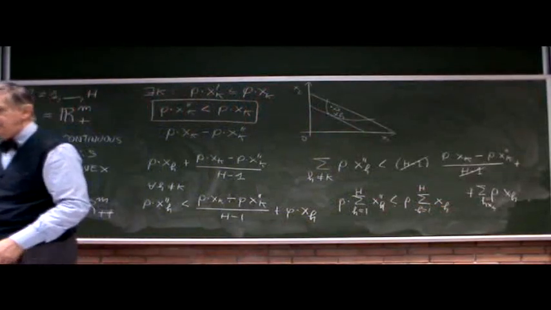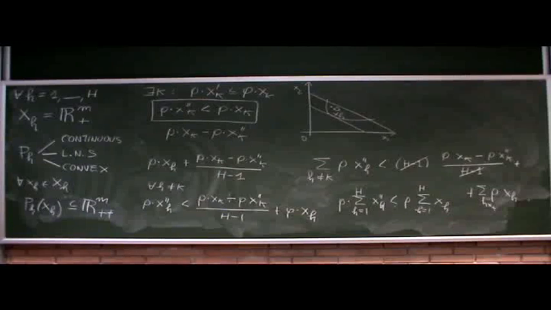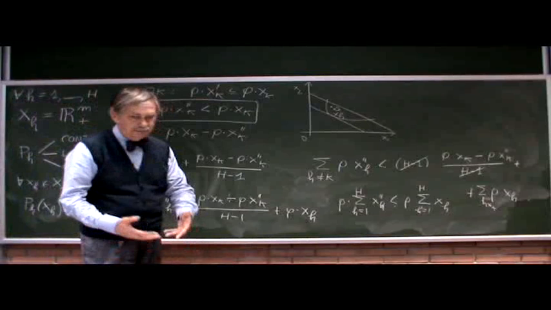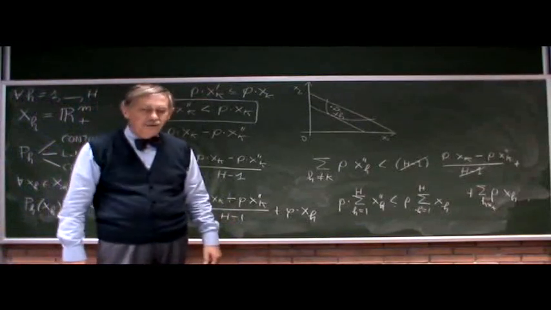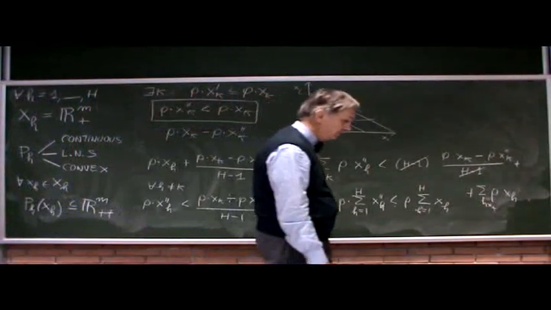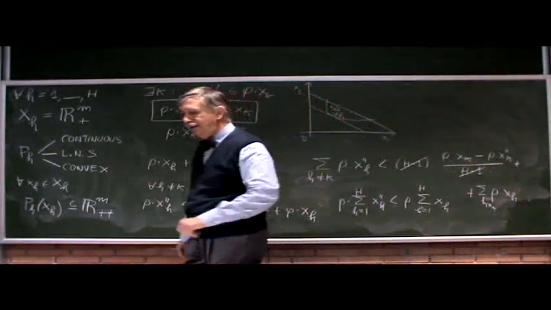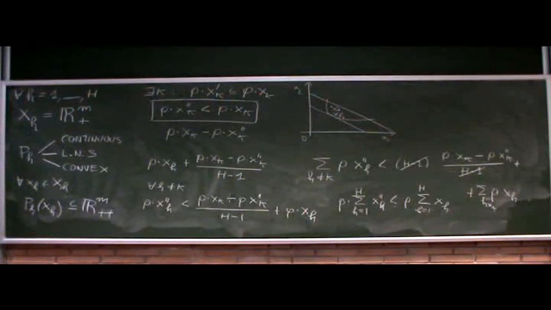in contradiction with the first part of the theorem, with the separating hyperplane theorem we applied in the first part. And by this contradiction, the second theorem of welfare economics is proved. It's a very difficult one. Now, let me repeat this last part of the theorem.